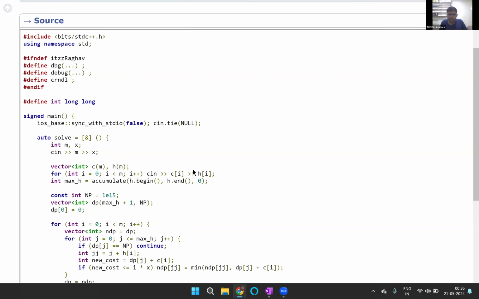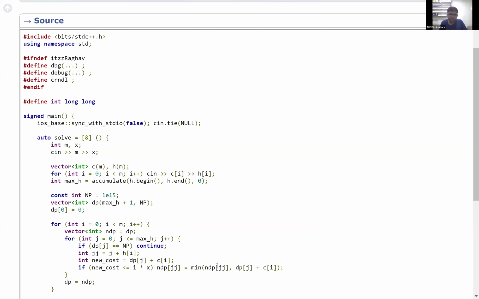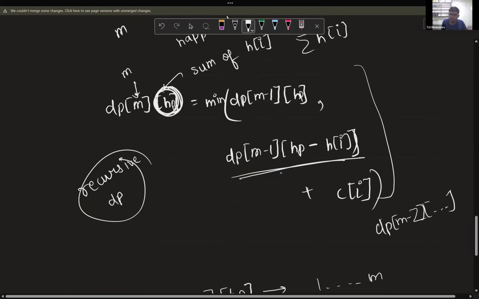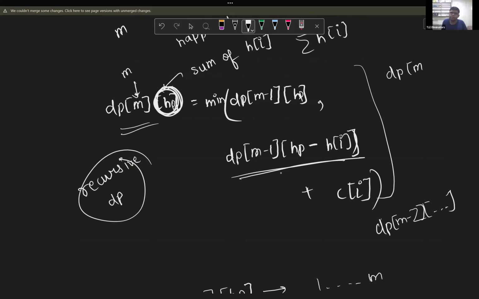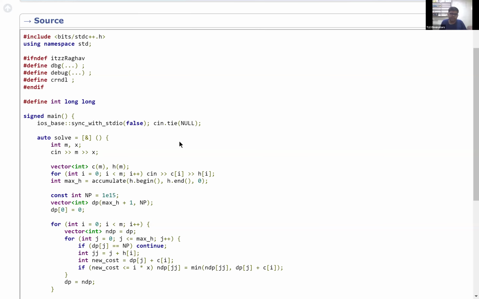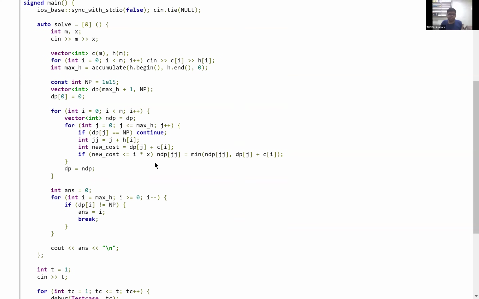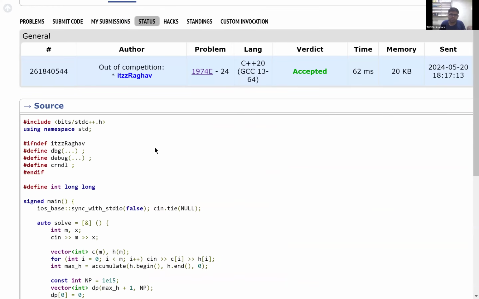So the DP state in my code is not really that well defined. It is just a space optimization applied here, because the transitions do not depend upon anything like DP of m minus 2. For DP of m, its value depends only upon the DP of m minus 1 array. So this is why we can do the space optimization, and I think it's not really necessary. Probably the code will pass even without space optimization.